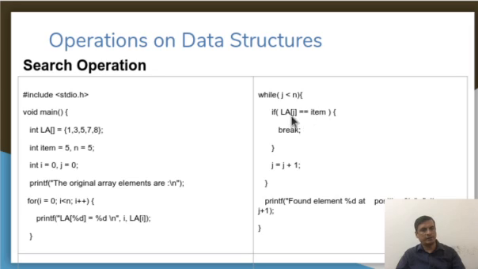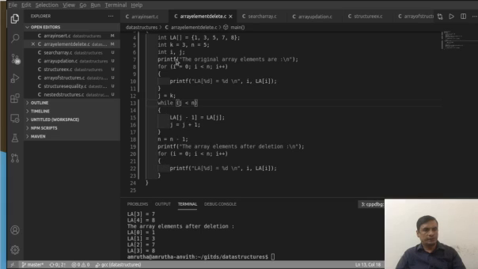Once it finds that it is equivalent, it will come out of this loop, and then it is going to print that the item was found at a particular position. So here you will run the program.